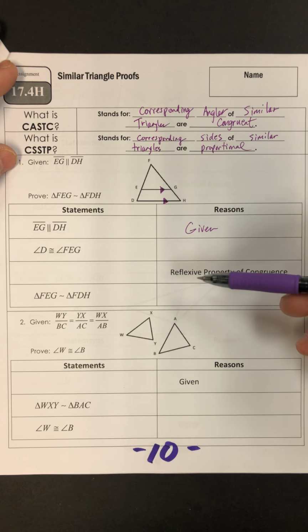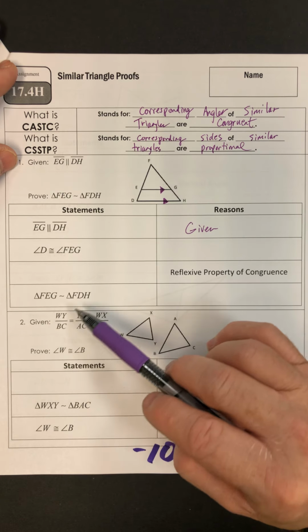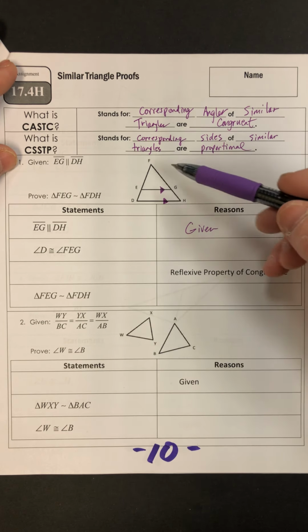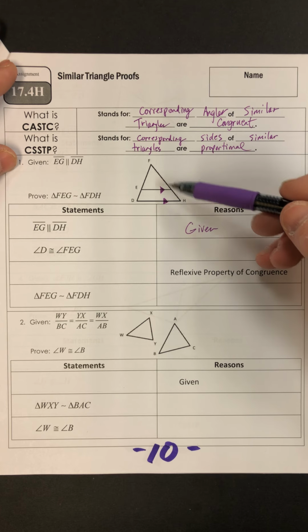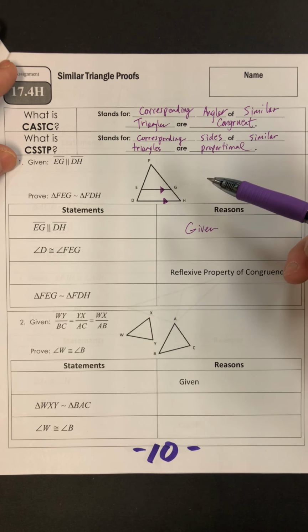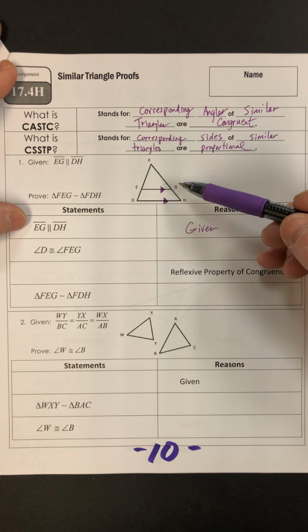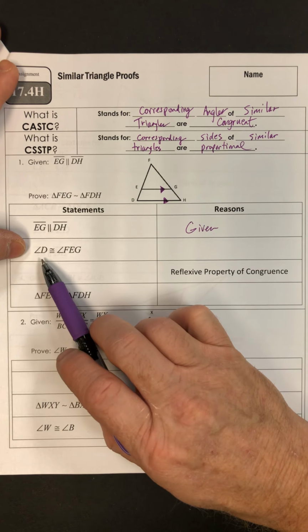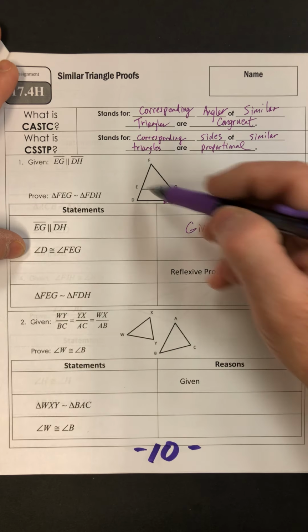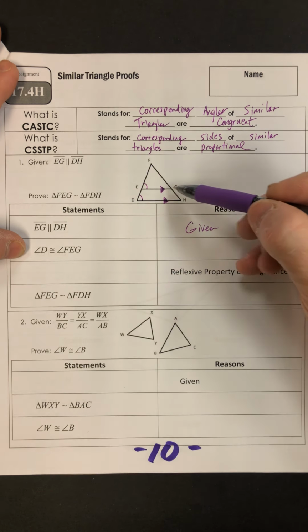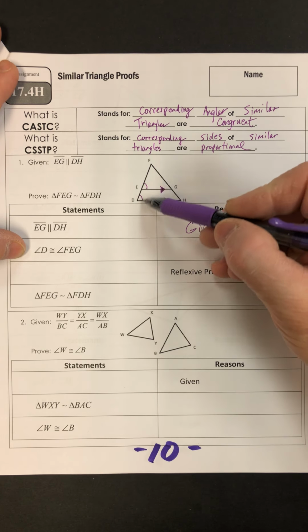Because I'm trying to eventually show that these two triangles are similar. So I need two angles congruent, or I need the three sides. Okay, now with similarity, look at your figure. We don't know anything about the sides. So we're going to have to use angles. So it kind of narrows down our focus a little bit. All right, what angles are congruent? Well, this next statement says angle D is congruent to FEG. So D and FEG, well, what's their relationship? Well, according to these two parallel lines, those are corresponding angles.